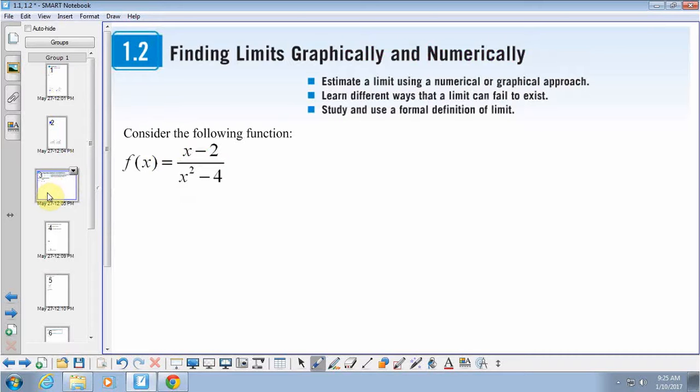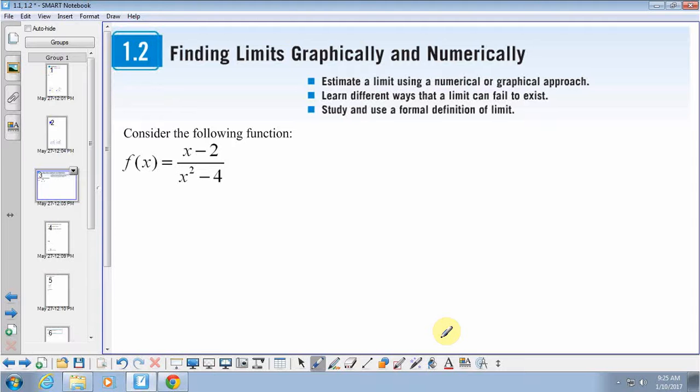So let's get into the meat of something today. We just talked about that stuff. In 1.2, we're going to talk about limits. Limits. What is that? What is a limit? And how do we find these limits? And what is all this?